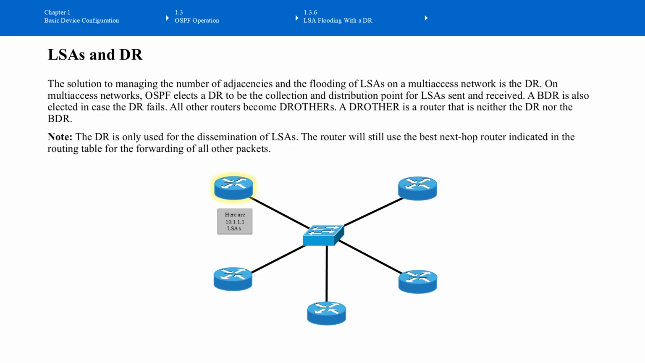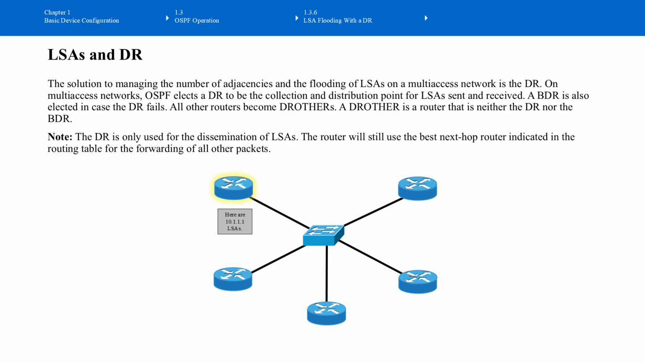With a DR, other non-DR routers send LSAs only to the DR. The DR floods LSAs once to the entire network. Fewer adjacencies are required. Less bandwidth is consumed. CPU utilization is reduced. OSPF scales much better on Ethernet networks.